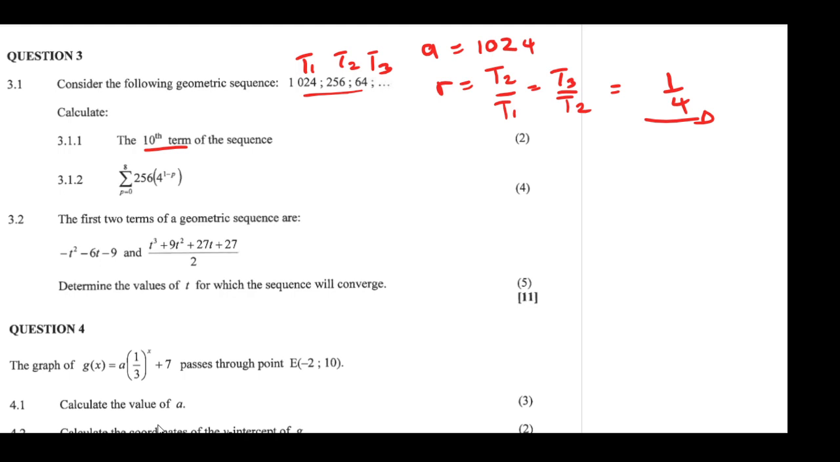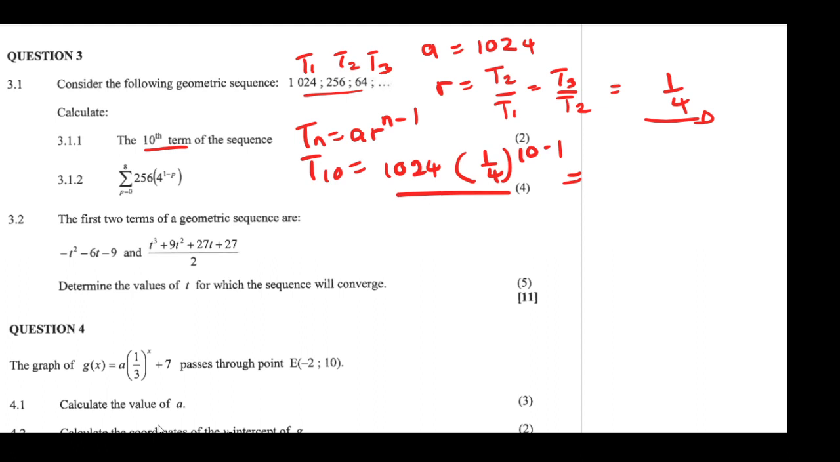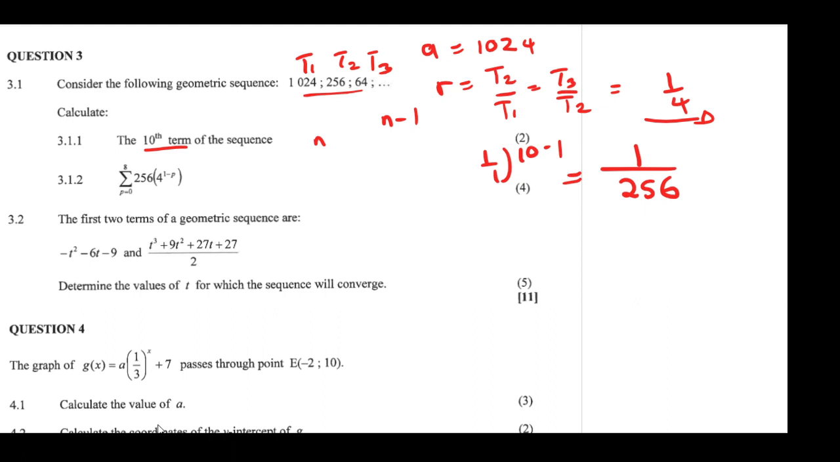Anyways, now we want to find T of 10. So Tn is equal to ar to the power of n minus 1. This is the general formula of a geometric sequence. So T of 10 is equal to, we know our a value is 1024, our r is 1 over 4, and 10 minus 1. So please punch this in your calculator: 1024 multiplied by 1 over 4, all to the power of 10 minus 1. The answer I'm getting is 1 over 256. So this is the 10th term of the sequence, and we're done with 3.1.1.